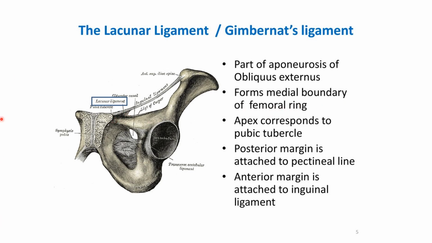So a triangular shaped downward extension from the medial end of the inguinal ligament is known as the lacunar ligament. This triangle has an apex and a base directing laterally. It has an anterior border and a posterior border. The anterior margin is attached to the inguinal ligament and the posterior margin is attached to the pectineal line.